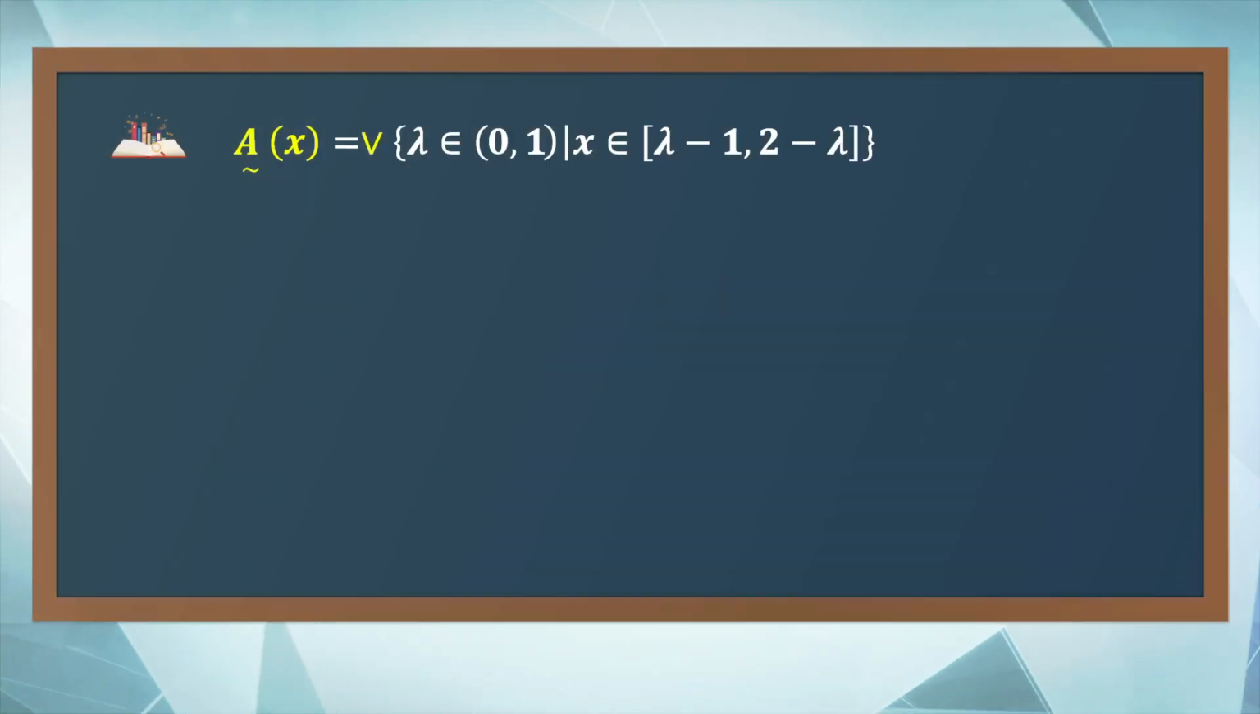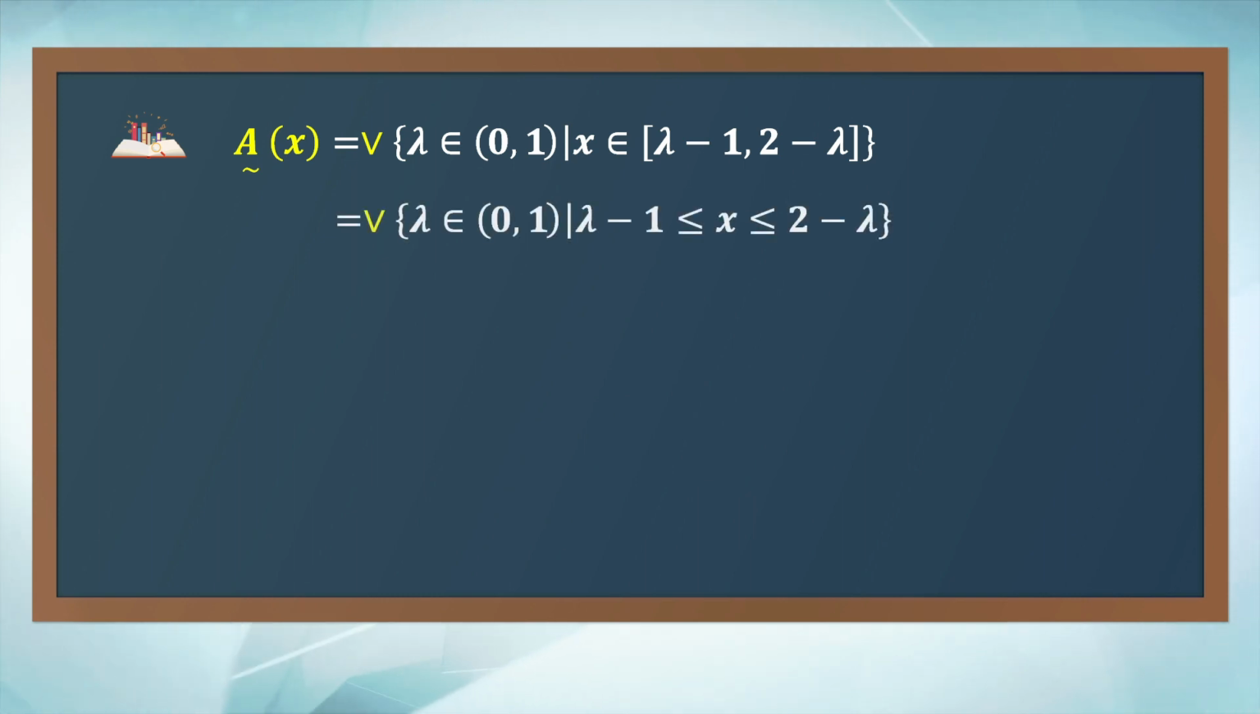Now we can find the degree of membership of x in the fuzzy set A. By the corollary of the representation theorem, the degree of membership of x in A is the supremum of lambda, such that x is in H of lambda, which is the closed interval from lambda minus 1 to 2 minus lambda. That is, A of x is the supremum of lambda, such that x is greater than lambda minus 1, and x is less than or equal to 2 minus lambda.